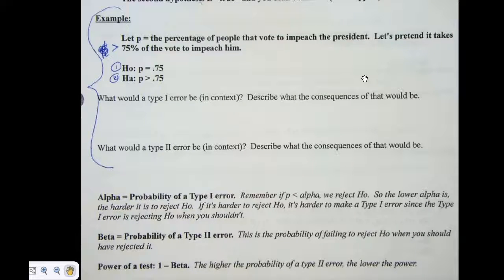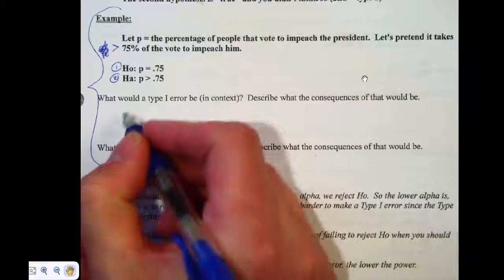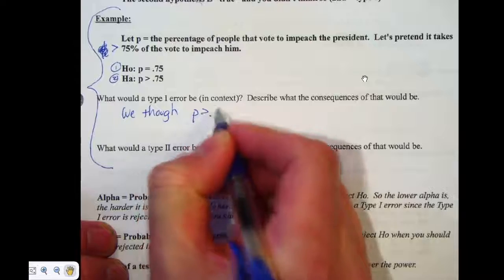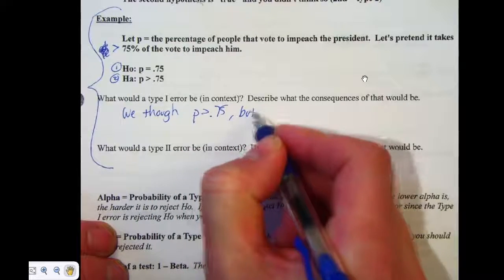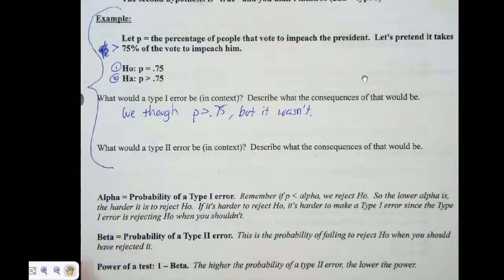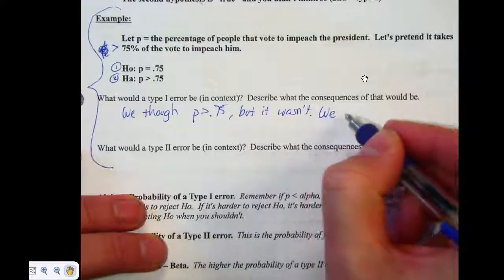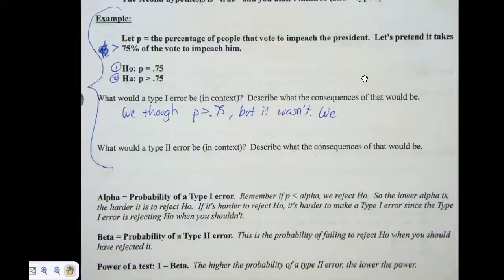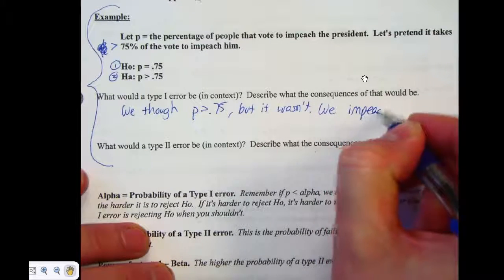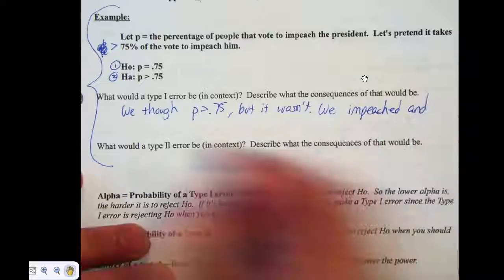Type 1 error is you state what the number is, and then you state the consequence of that in the problem. So you would say, we thought P was greater than 0.75, but it turns out later it really wasn't. So what did we do as a result of that? Since we thought the percentage was higher, what would that cause us to do? So we impeached, and we shouldn't have.